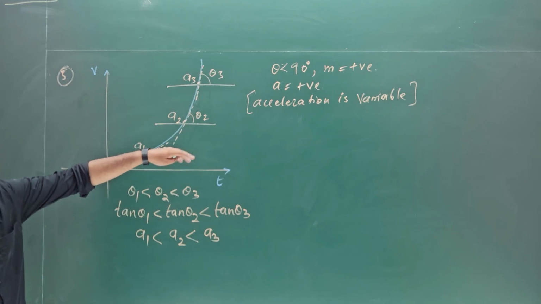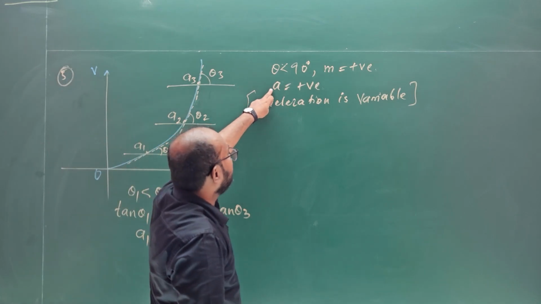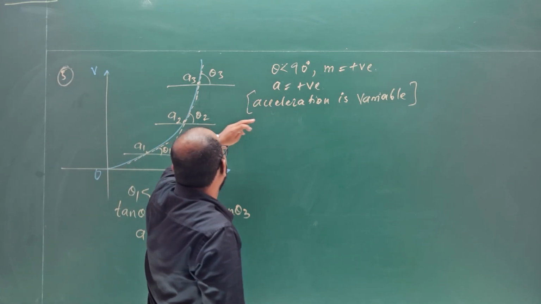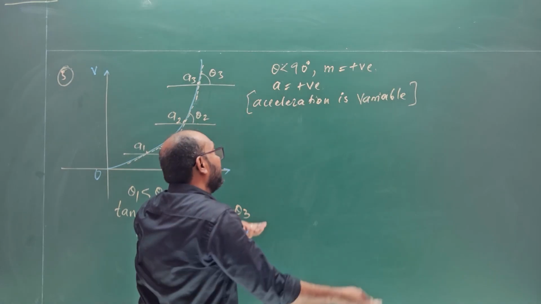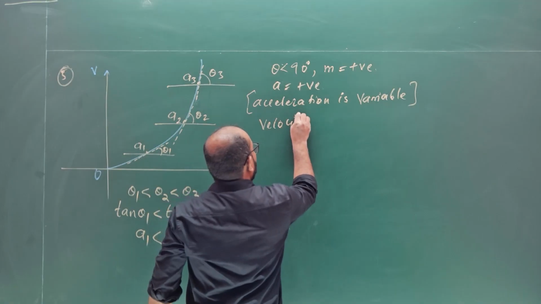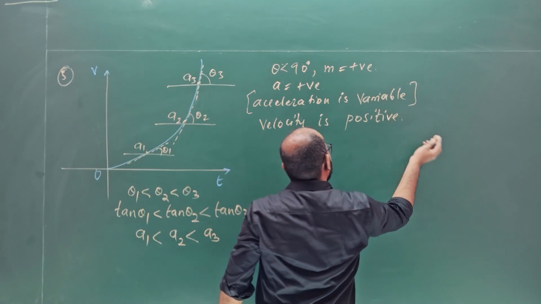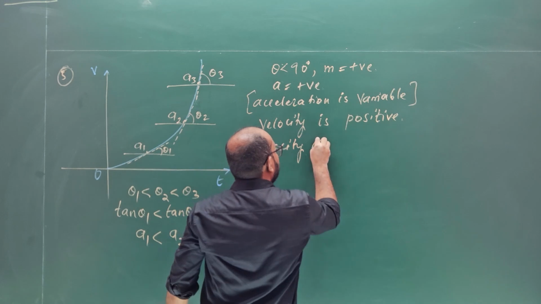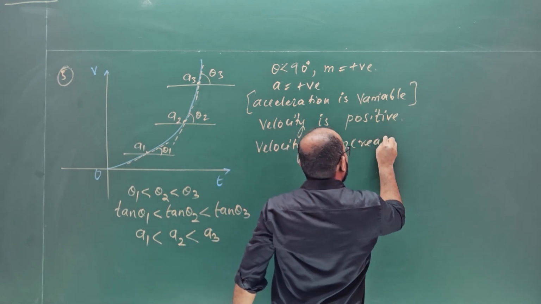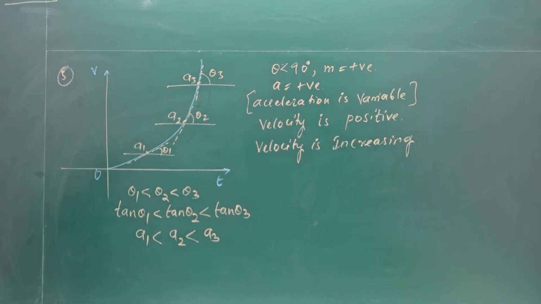Why? Because even if acceleration is constant, velocity will be changing. So can I say that if acceleration is positive and variable, both are moving in the positive direction, acceleration and slope both are positive, then velocity is also positive. If velocity is positive, where is it going? Increasing or decreasing? Increasing. Velocity is increasing. You want to comment something else? Rough diagram. Okay.